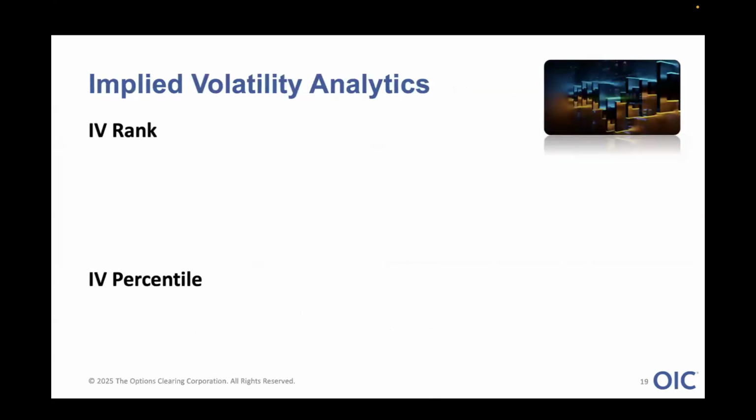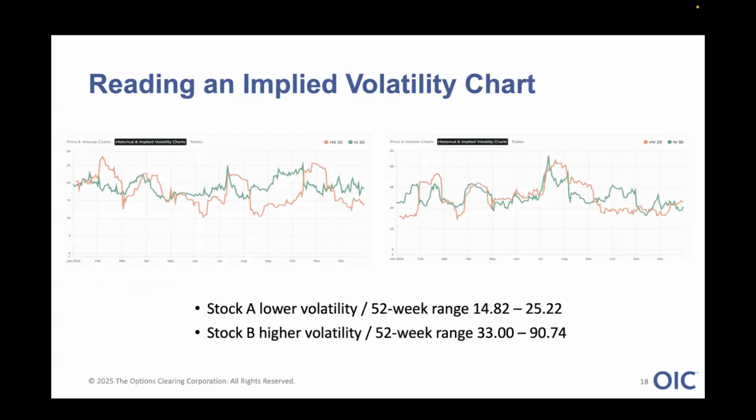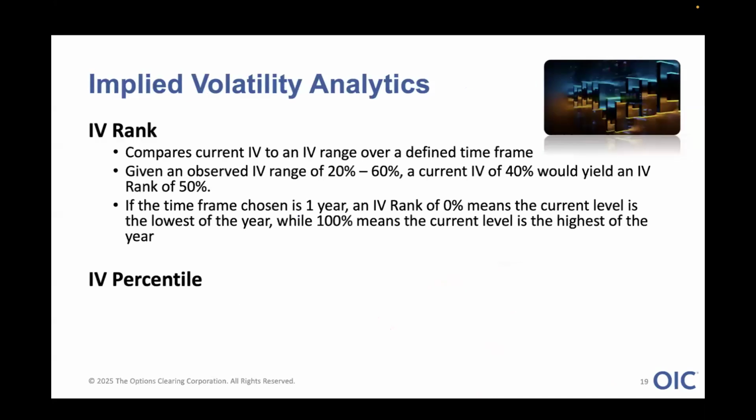Okay, so there are a couple of volatility analytics that some brokers offer. One is called IV rank and another is IV percentile. Simply put, these are analytics that allow you to measure implied volatility. It's kind of like looking at an implied volatility chart like I just showed you here, but it does the legwork for you. IV rank is comparing the current level of implied volatility to its range over a defined period of time.